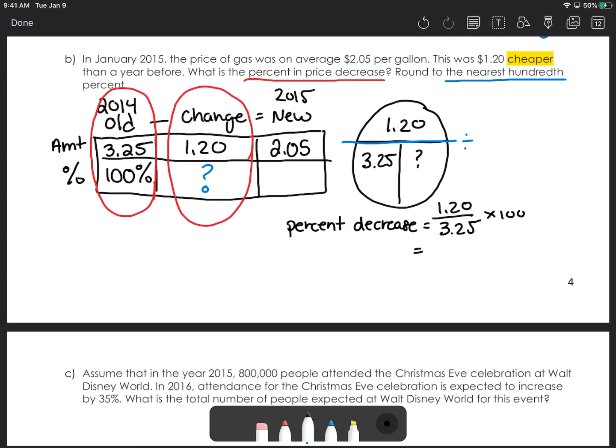So we want to make sure that we round it to two places. So when I take $1.20 divided by 325 and I multiply by 100, rounding to two places, that gives me 36.92%. So this is the amount it decreases. So what this is saying is, in 2014, the gas price was $3.25 a gallon. And the next year, on average, it went down by $1.20. And then in 2015, it was $2.05. And that $1.20 change represents a decrease of 36.92%.